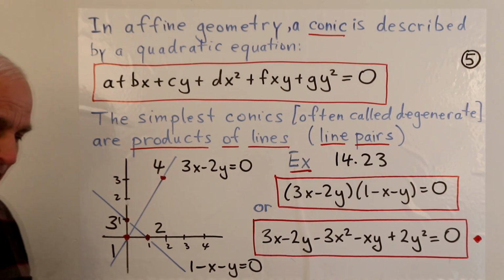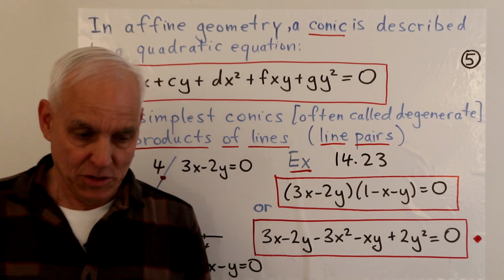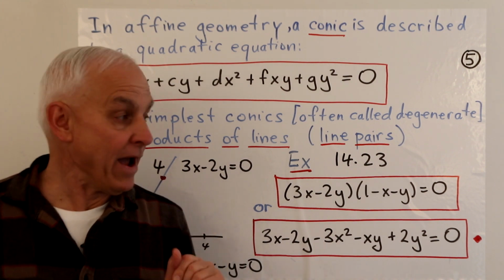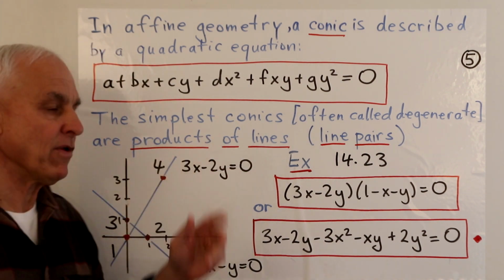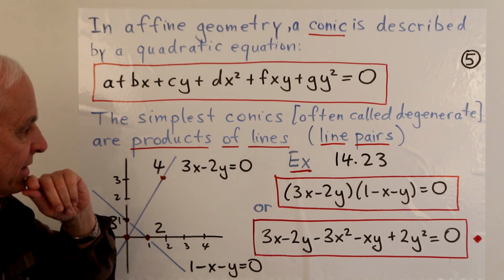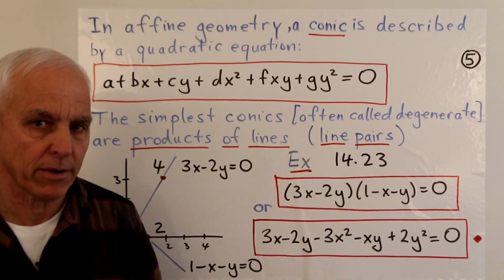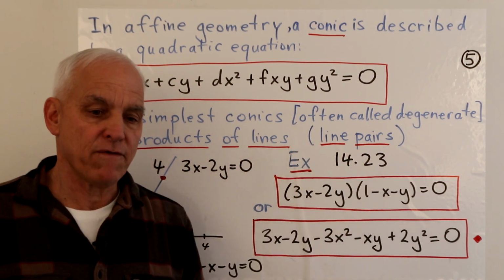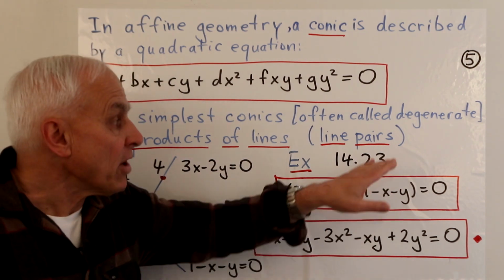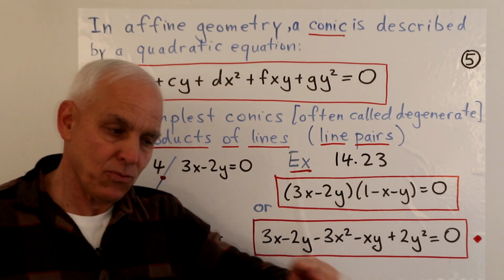Now, the simplest examples of conics are perhaps not what you would think. You might think it's a circle or a parabola. Actually, no. The simplest conics are actually products of lines. And we're going to introduce some notation for that. We'll say that a product of lines is just a line pair. So we're going to introduce this terminology for these simplest kinds of conics. Sometimes they're called degenerate conics and maybe not even considered, but we're going to consider them.